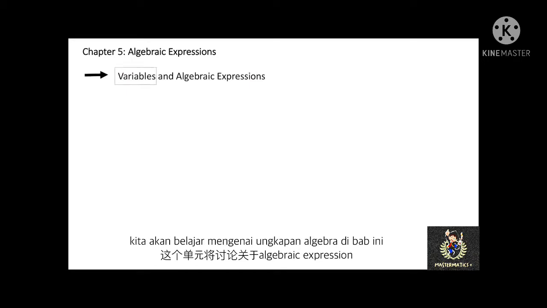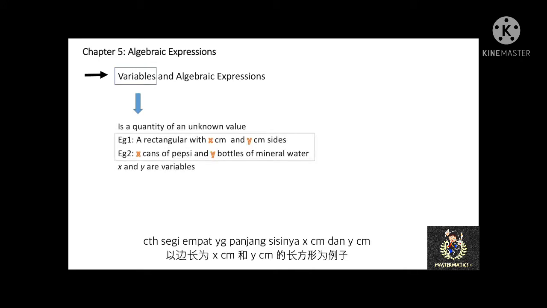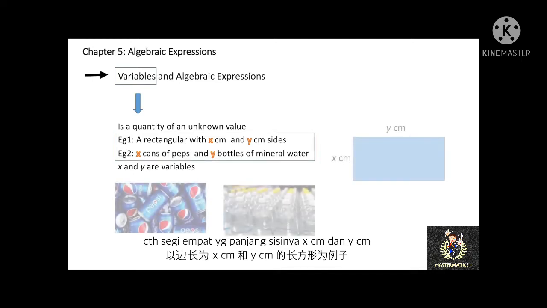Hi, in this chapter, I'm going to talk about algebraic expression. First of all, we need to know what is variable and algebraic expression. A variable is a quantity of an unknown value. For example, a rectangle with x cm and y cm sides. The unknown values x and y are variables.